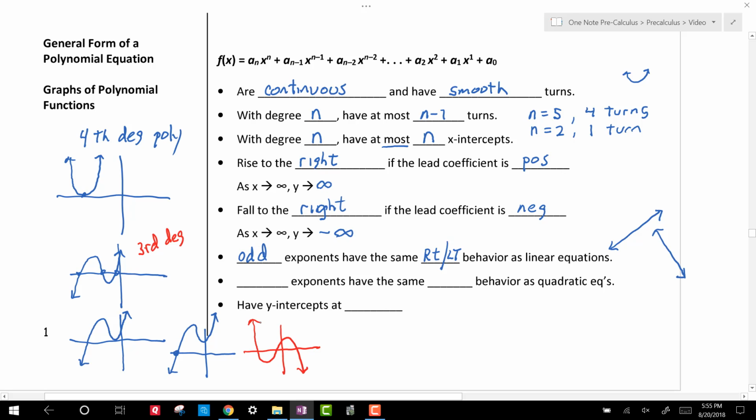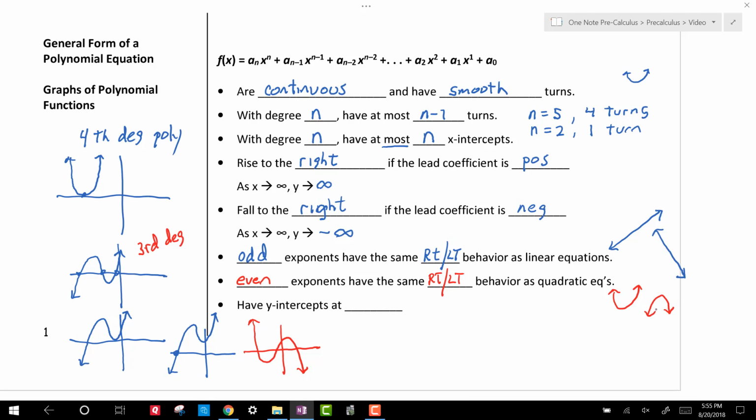So odd exponents will always go opposite directions on the right-left behavior, and even exponents will always have the same right and left behavior as quadratic equations. In other words, for a quadratic, both sides either go up or both sides go down. So a fourth degree will always do both sides up or both sides down.